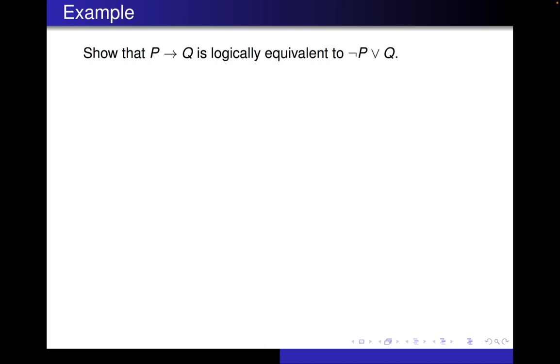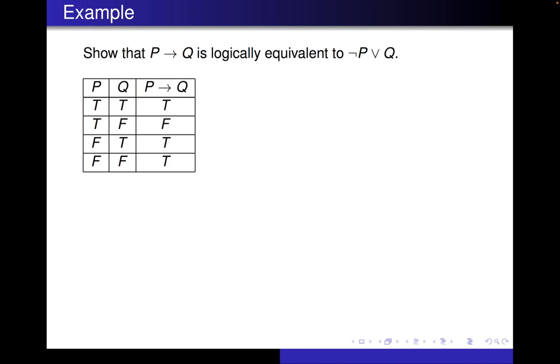So let's look at another example. You've done some examples, so you've kind of seen how this goes, but we want to show that P implies Q is logically equivalent to not P or Q, which is actually really interesting because when you were thinking about conditional statements, it probably didn't cross your mind that they turn out to be exactly the same as a particular or statement. Anyway, let's see how we can figure this one out.